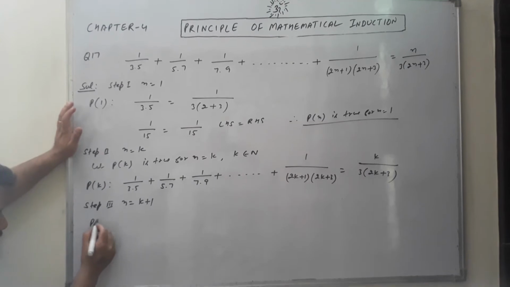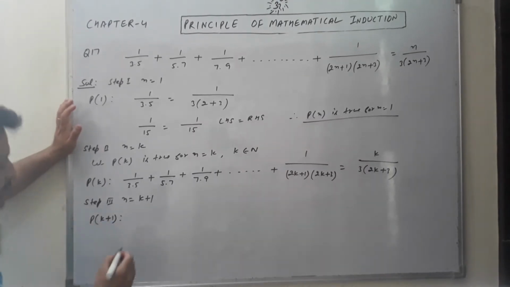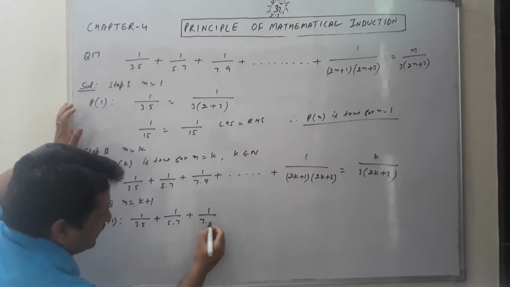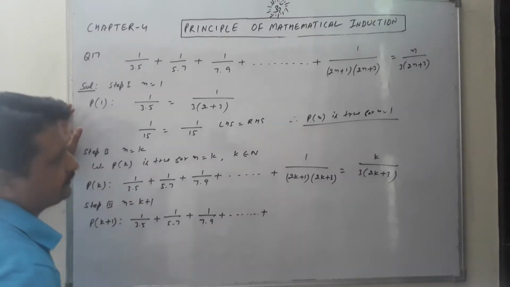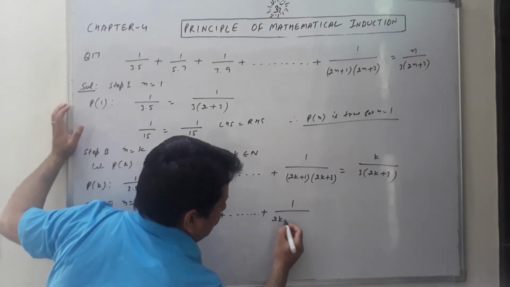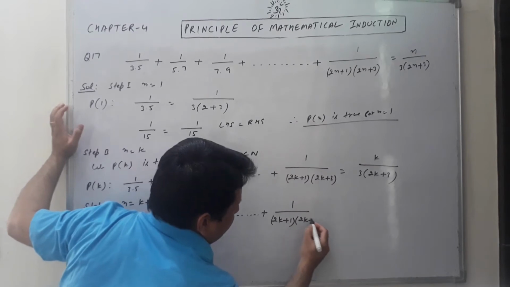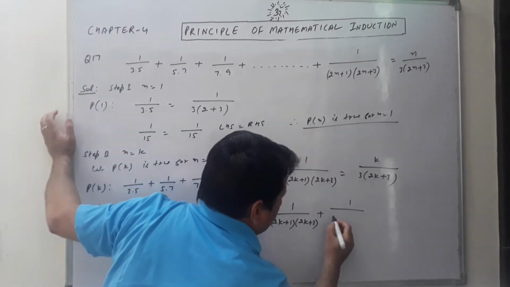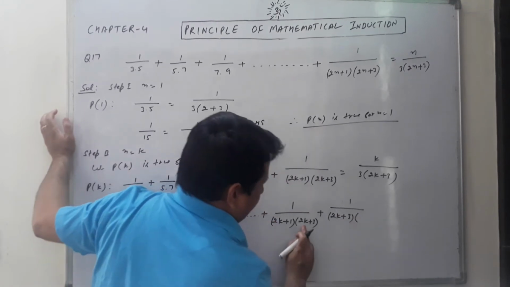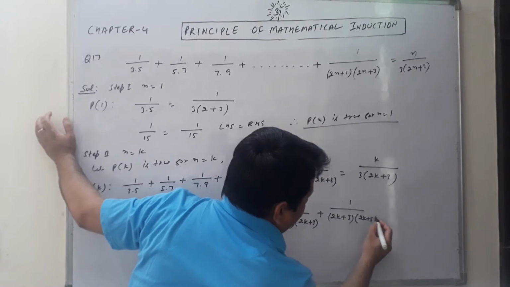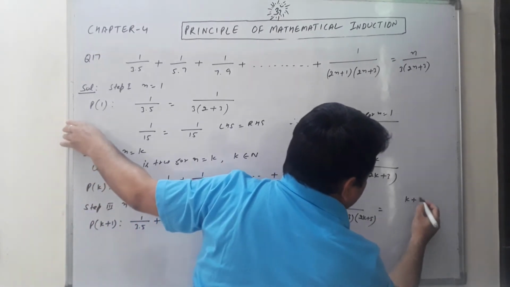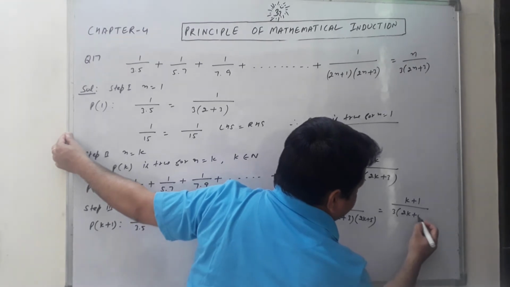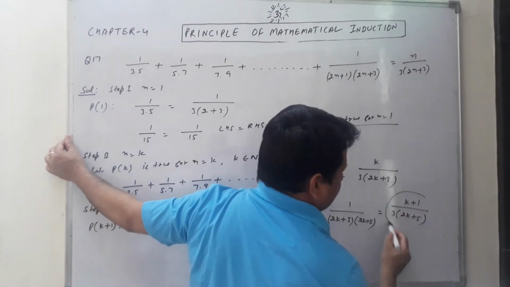So for that, P of k plus 1 is equal to 1 upon 3 into 5 plus 1 upon 5 into 7 plus 1 upon 7 into 9 and so on plus 1 upon (2k plus 1) into (2k plus 3) plus, now I am making the change here as k plus 1, so it will come as 1 upon (2k plus 3) into (2k plus 5), students, that is equal to, k will change now, (k plus 1) upon 3 into (2k plus 2 plus 3), means 2k plus 5. So this is our right hand side.